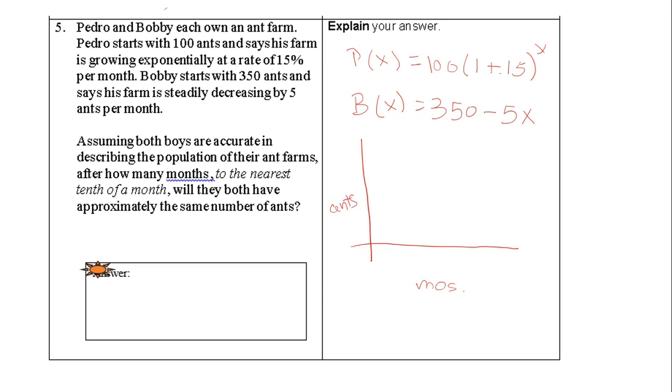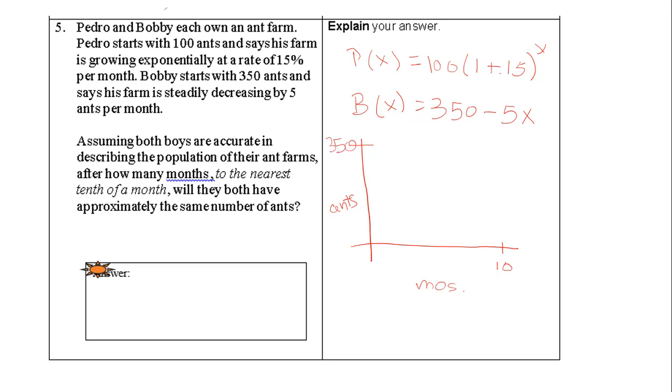Okay, so when we're solving this graphically, we want to set our window up right. So since months, I really don't know exactly what it's going to be. Well, I kind of do because I did this question already, but you won't know when you're trying to set up your window. I would start with 10 and then increase or decrease if it's necessary. I do know that the number of ants has to go up to at least 350 because that's what Bobby started with when it started to decrease.